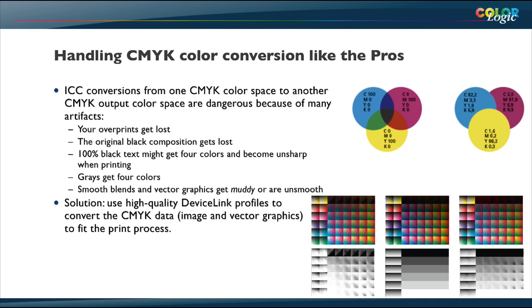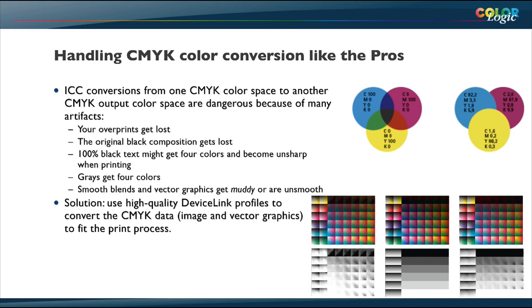And you can keep those primaries clean by using so-called device link profiles that do the CMYK to CMYK conversion by keeping, for example, the black channel intact so that the black is not rendered into 4 colors at the end, or a gray is not rendered into 4 colors, for example, and that primary and secondary colors can be kept pure as well.